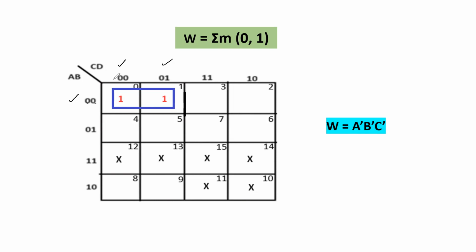Now vertically for C, the value is 0, 0. Therefore C dash is common. For D, 0 and 1. That means D dash and D. Okay, D dash plus D is equal to 1, according to Boolean postulates. So we can eliminate D. Okay, therefore W equal to A bar, B bar, C bar. Okay, so this is the simplified expression for W.